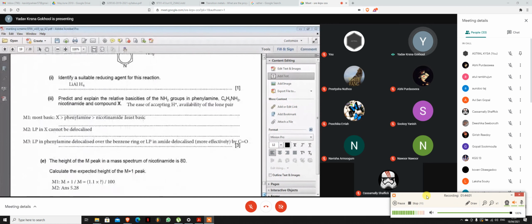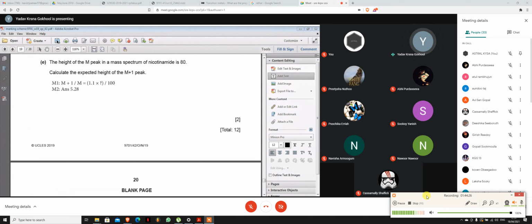Again, now we are talking about basicity. So basicity means a base which is accepting H plus. So it means that the lone pair should be readily available. But if the lone pair is delocalized, it won't be readily available. So we have to look at where we have a delocalized lone pair.